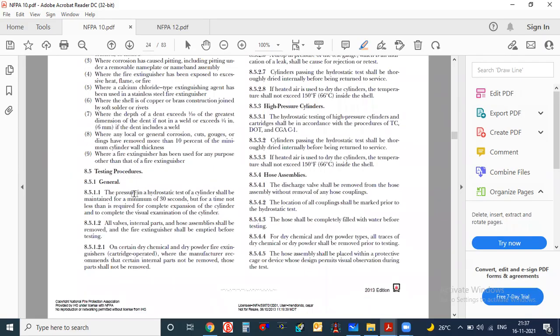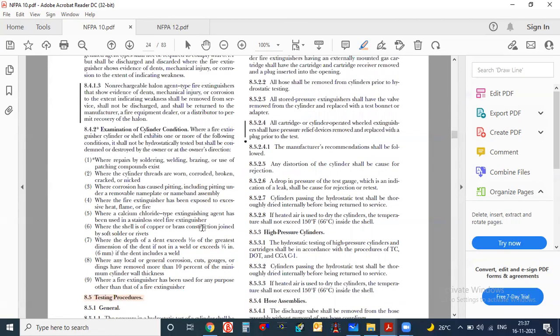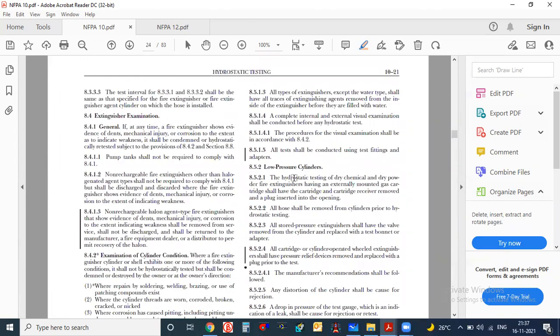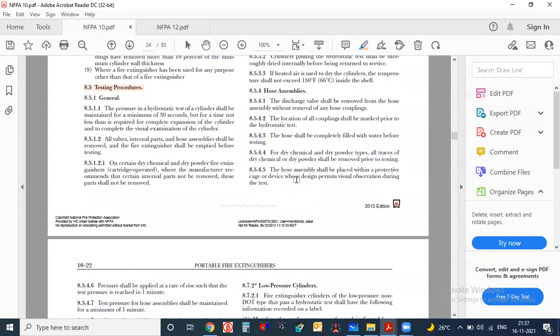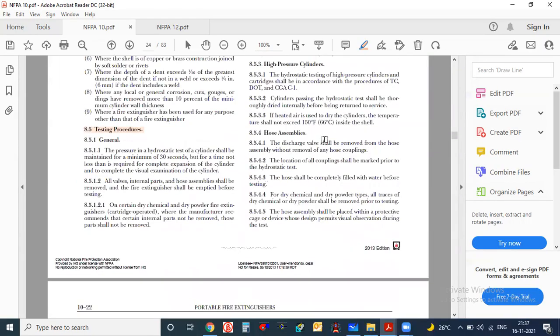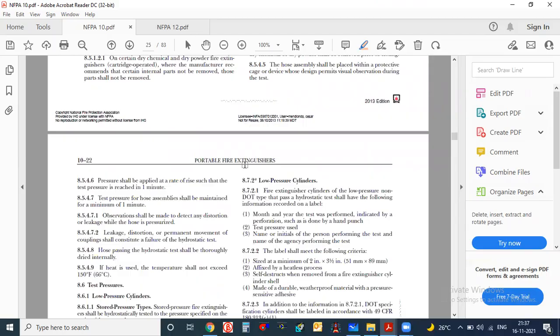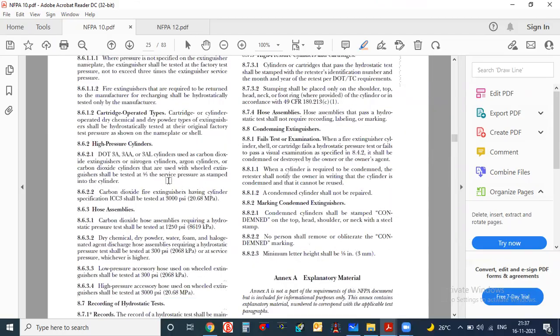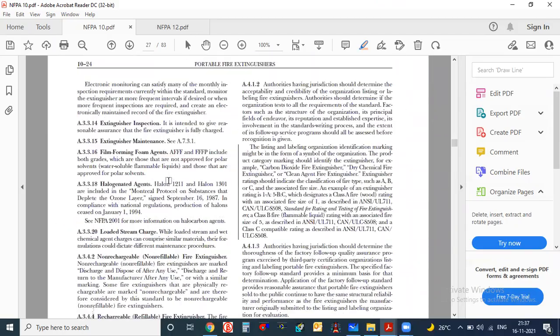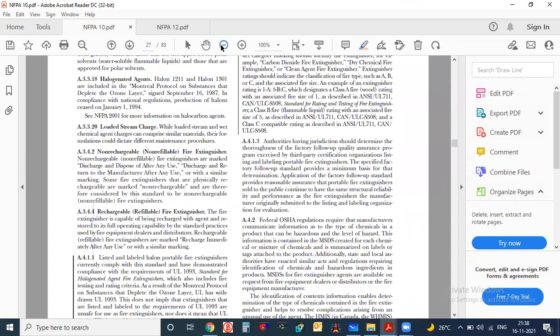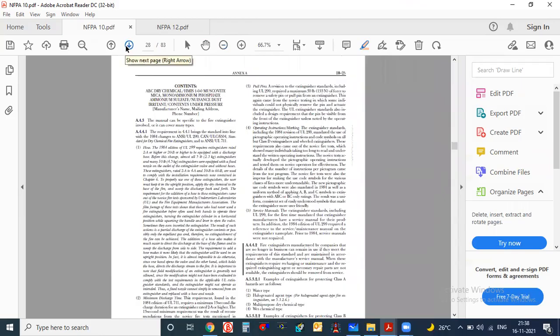And apart from that, the testing procedure is given here. If you want, you can check this testing procedure also. Some points are written: low pressure cylinder, high pressure cylinder, not required. Hose assembly is also given, how that hose is assembled. And apart from that, explanatory material, I think. Let us see what other important thing is given here.